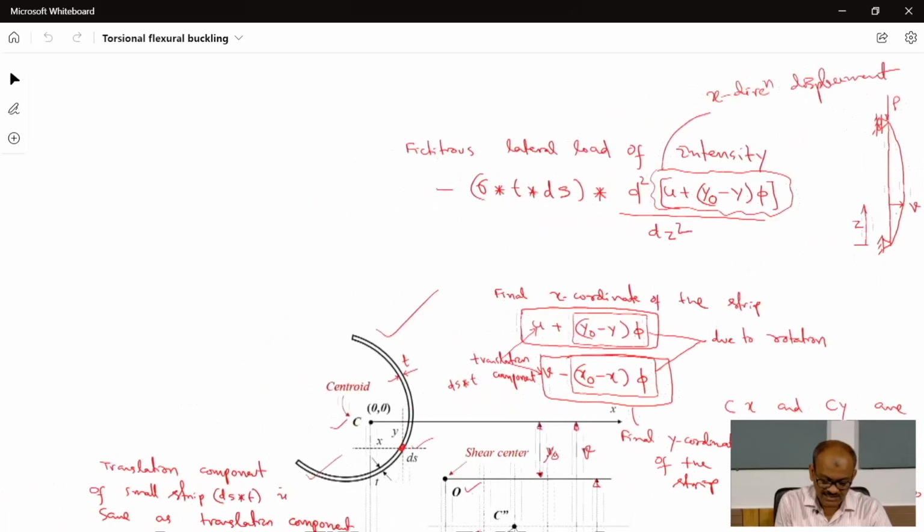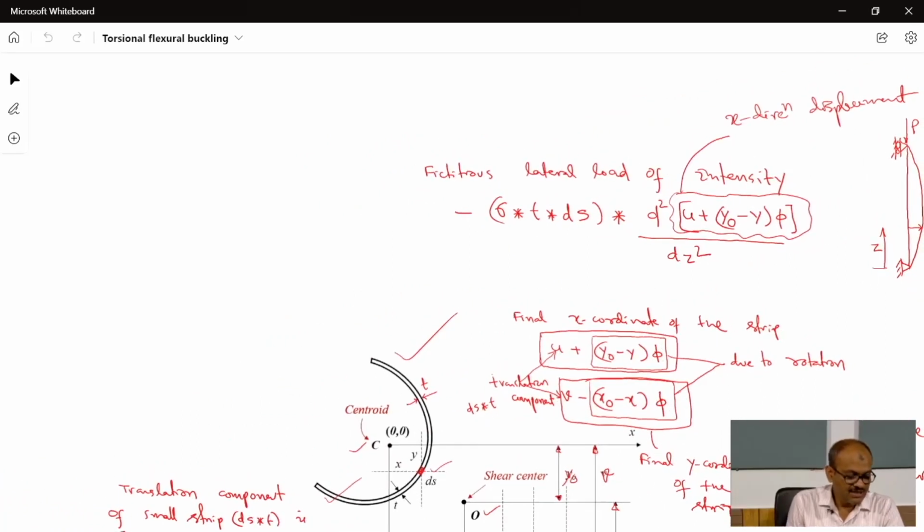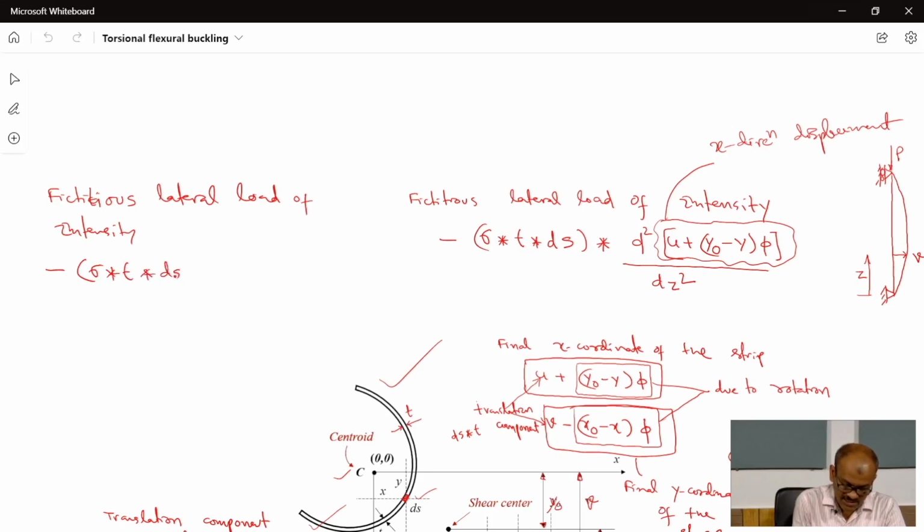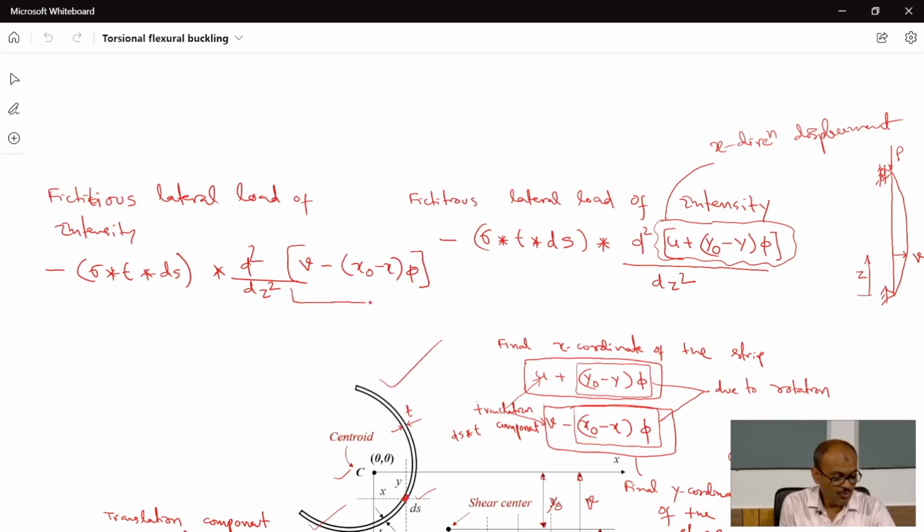And the fictitious lateral load of intensity because of y direction displacement, let me write, is minus sigma t into ds into d square by dz square into v minus x naught minus x into phi, and this is because of y direction displacement. And we got the fictitious lateral load in the x direction as well as in the y direction.